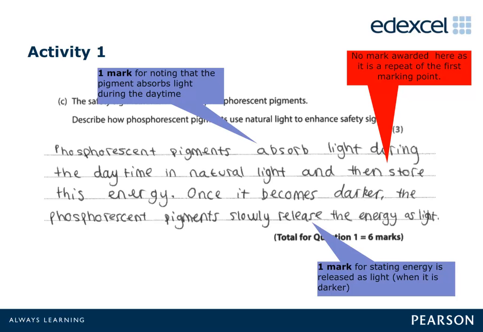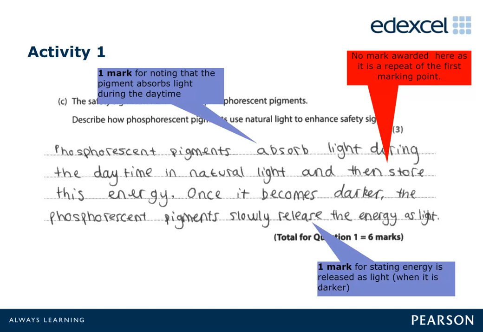This answer is a typical response from a mid-achieving candidate. As a describe question, to gain all of the marks available, a candidate would need to identify 3 key points in order to get the 3 available marks, ideally linking these to the context in the question.